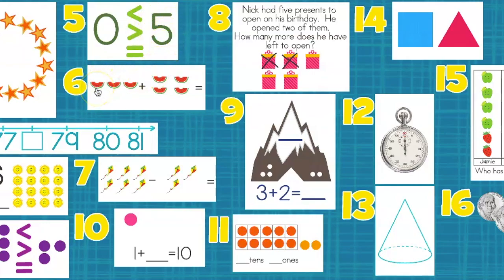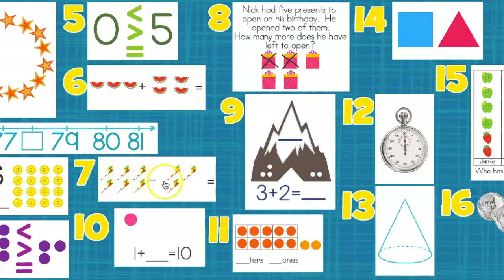All right, let's look at number 6, and we have watermelons. But what's this sign here? This is called a plus sign. That's right. And a plus sign, does that mean we're putting things together or taking them apart? We're putting them together. That's correct. So we just have to add up all these watermelons. We know there's 3 here, so I'm going to start counting on. So 3, 4, 5, 6, 7. So how many watermelons do I have altogether? 7. That's correct.